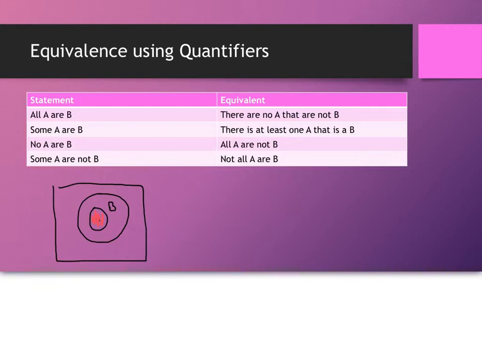So I want you to try these next three. Try pausing the tape. Try drawing these things in terms of sets, in terms of Venn diagrams, and see if it makes sense that saying some A are B is equivalent to saying that there is at least one A that is in B. And no A are B is equivalent to saying all A are not B. All right, so push pause.